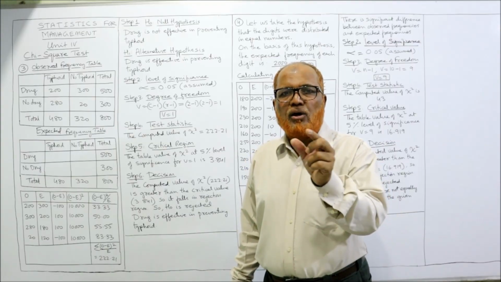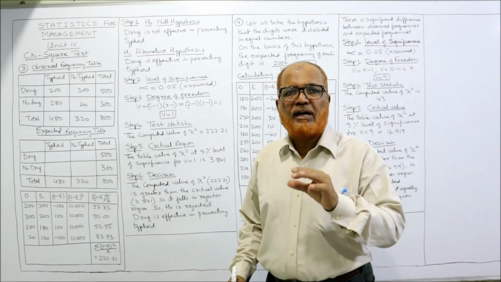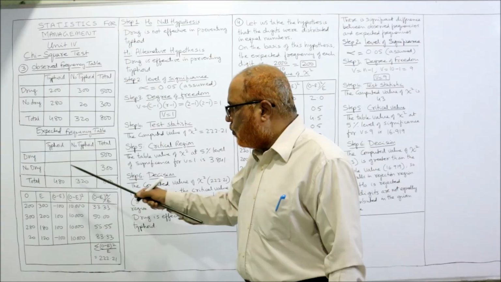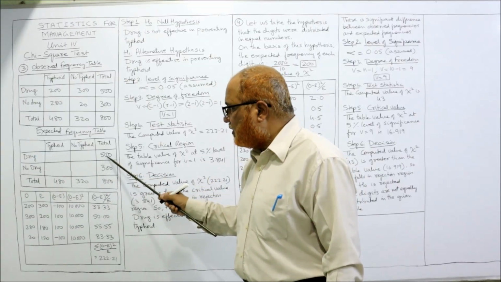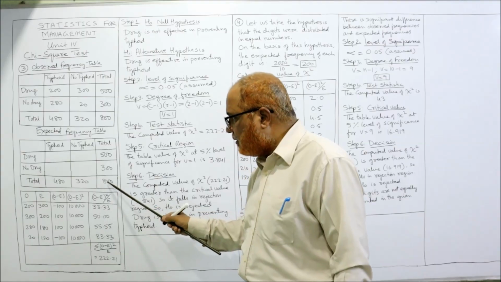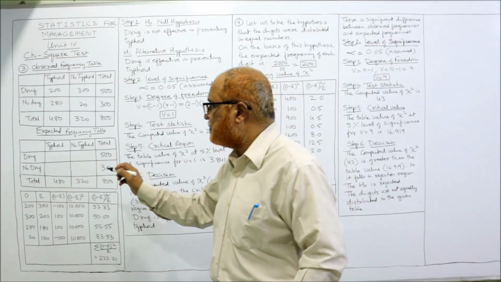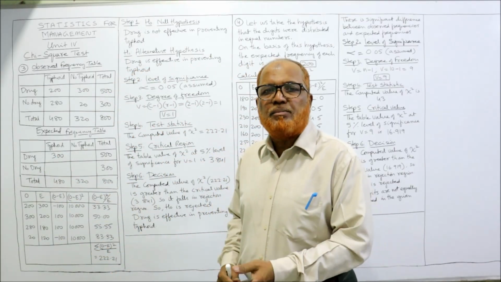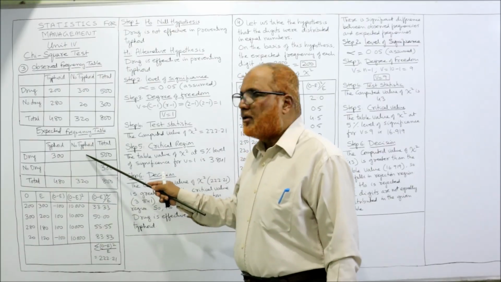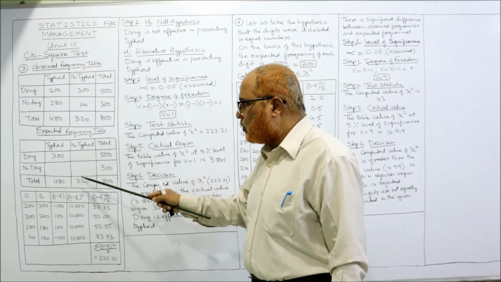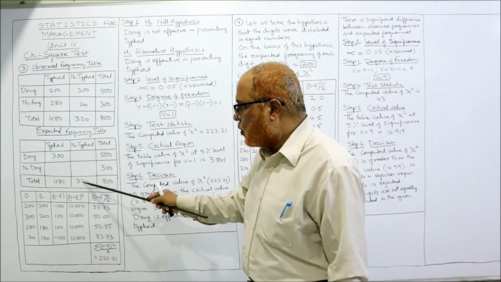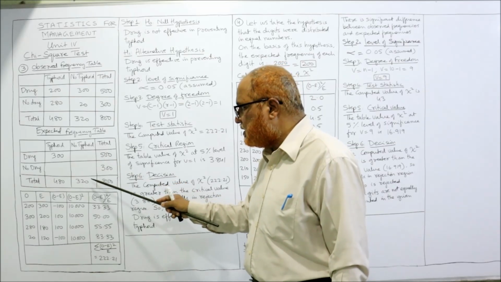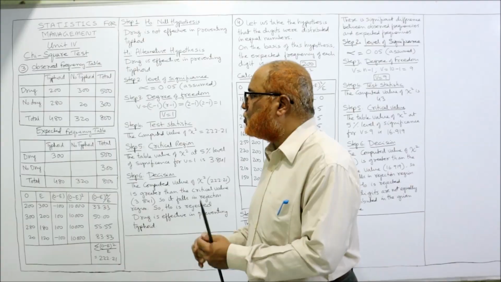So what is the expected frequency? Row total into column total divided by grand total. The grand total is 800. The row total here is 500 and the column total is 480. So 500 into 480 divided by 800 gives 300. This 300 is the expected frequency. Similarly, I need the expected frequency for this cell. The row total is 500 and the column total is 320. So 500 into 320 divided by 800 gives 200.